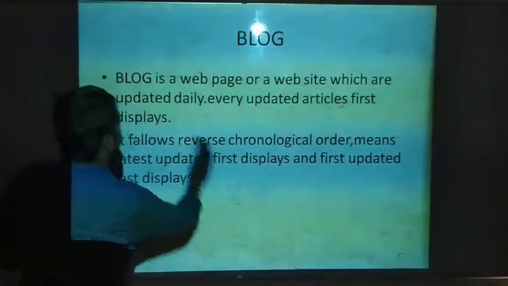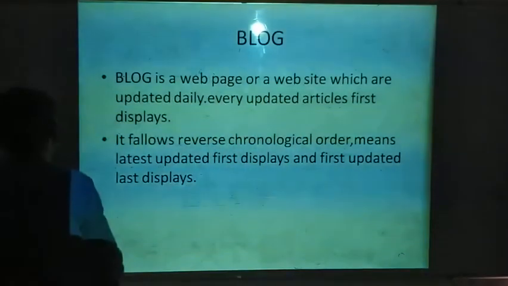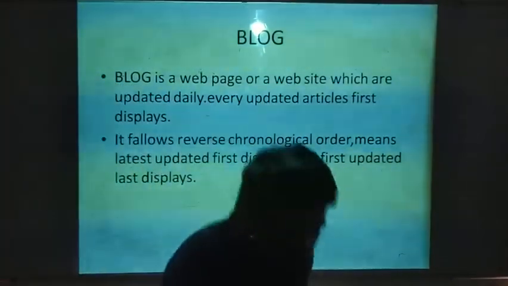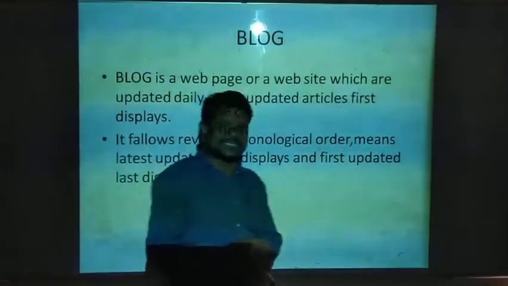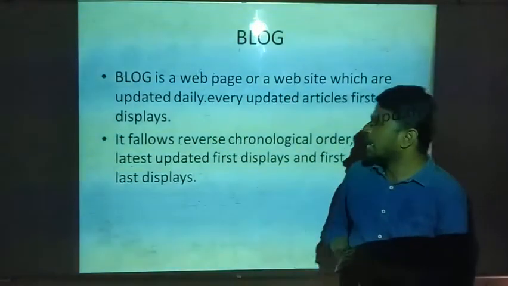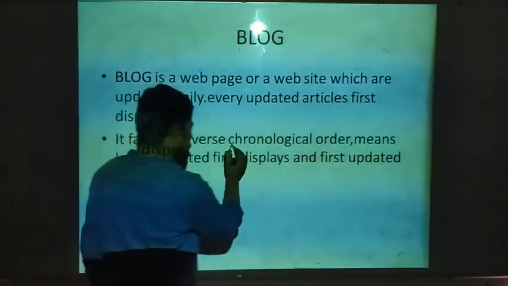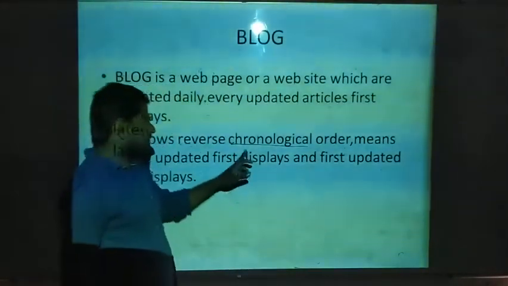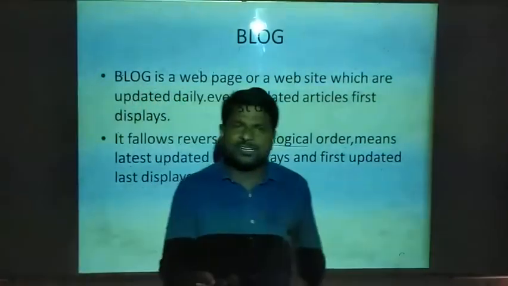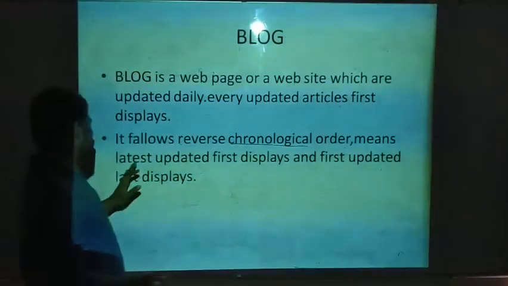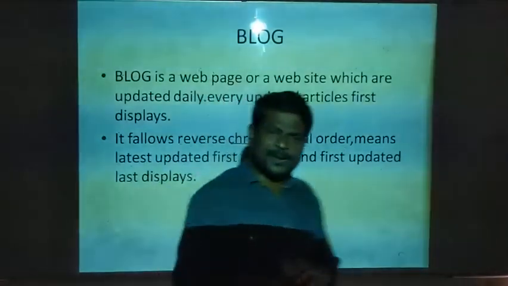The updated articles are displayed first in the blog. It follows the reverse chronological order. Reverse chronological order means, if A to Z is chronological, reverse means Z to A. That means the latest updated page is displayed first.